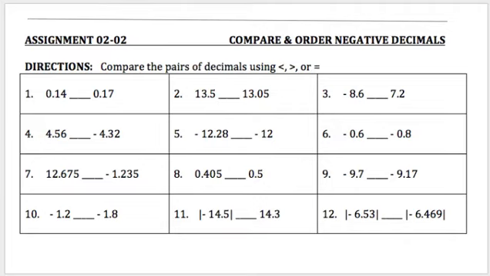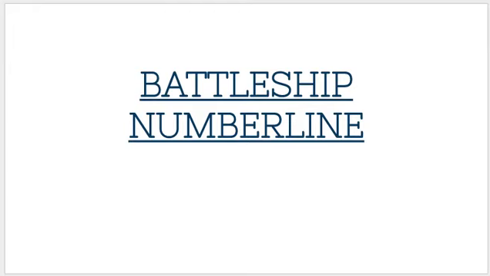You may listen to music while you work. I would like for you to check as you go. So after you finish 1 through 12, will you come check with either Miss Wolf or myself to see and make sure that you're on the right track? And then you can continue on with your homework. When you finish everything, I would like you to correct it with the key. And then you have the choice of either playing Balloon Pop or Battleship Numberline.